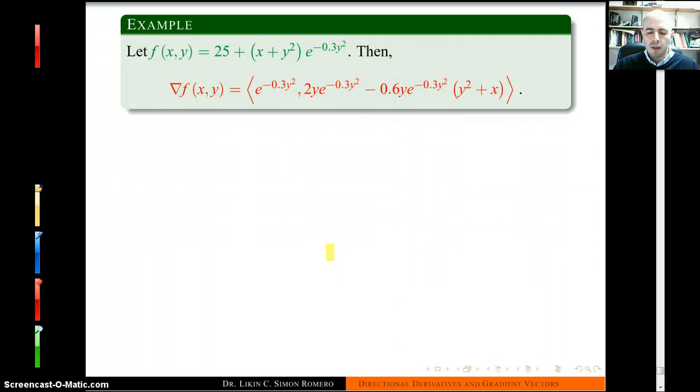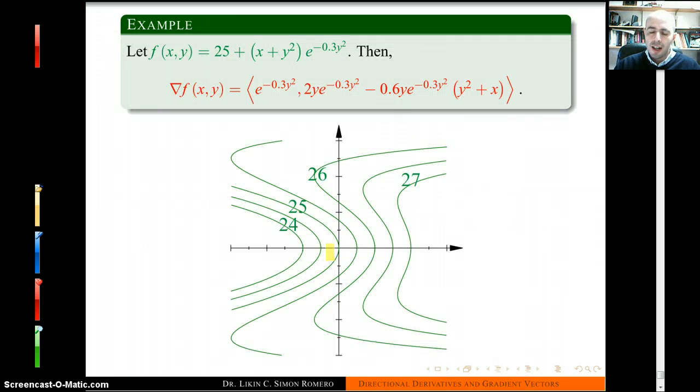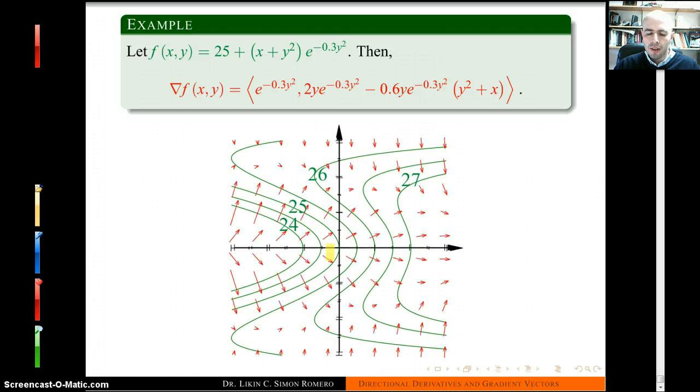Here is an example. Take that function. These are the level curves of that function, and then I'm going to graph the gradient vectors at particular points. And notice that these gradient vectors create kind of a flow. This is actually called a vector flow. And with this, we finish the video tutorial for this section.